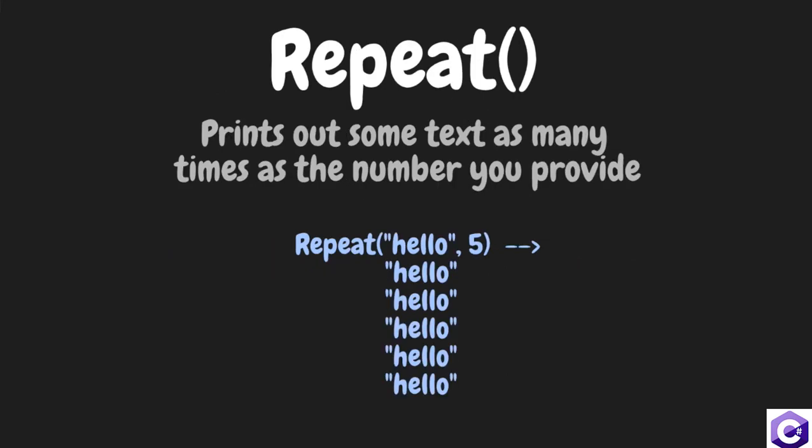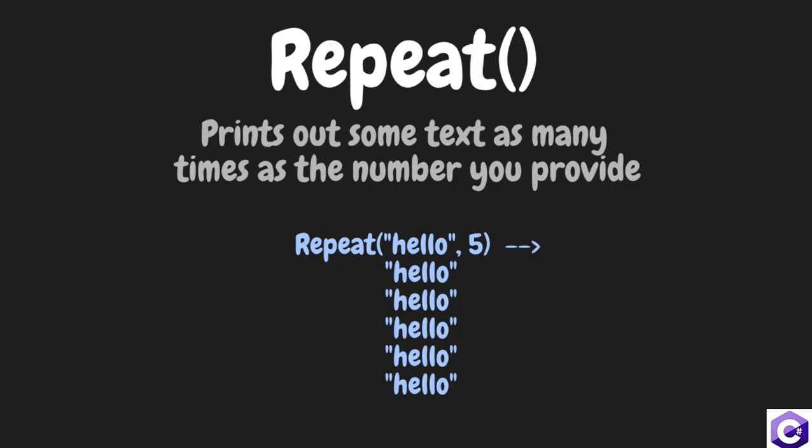Next we have got the repeat function that takes in 2 arguments, a string and an integer. This function will print out the string as many times as the number argument. So for example, repeat of hello 5 would print out to the Unity console the string hello 5 times.